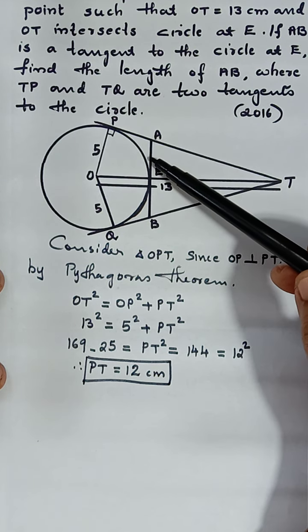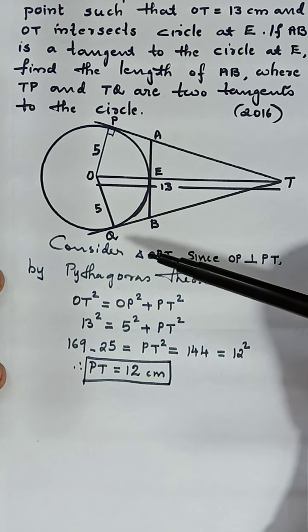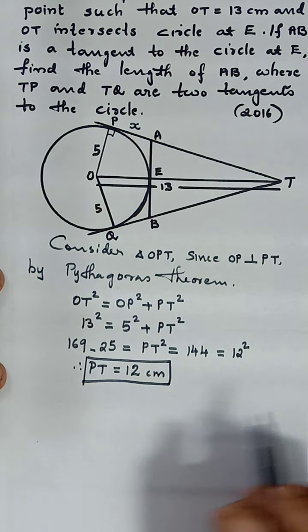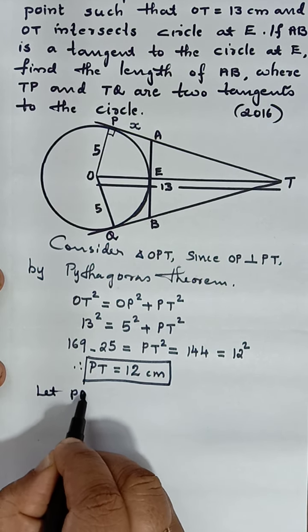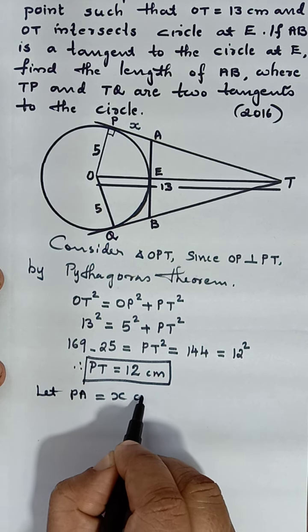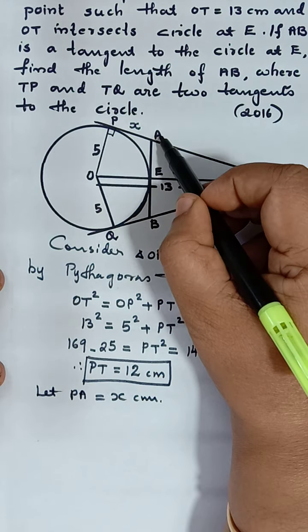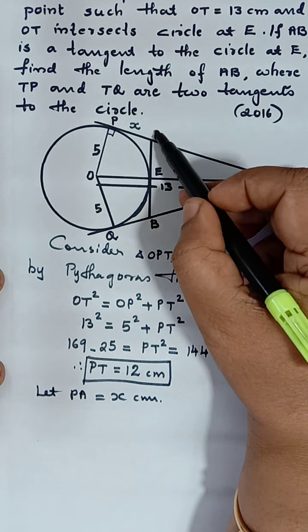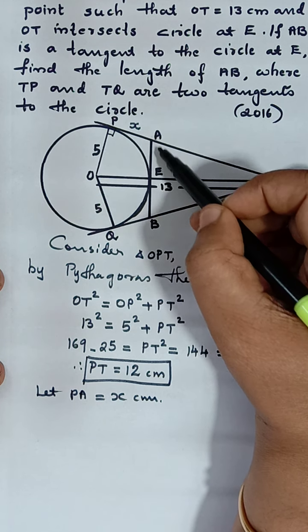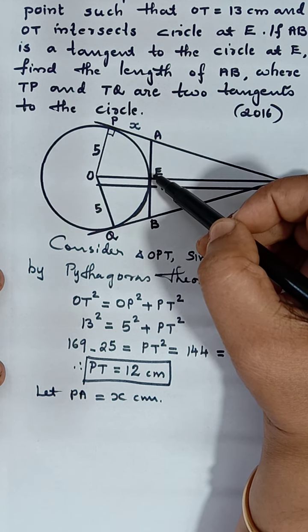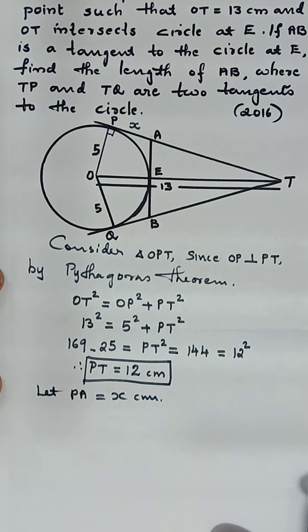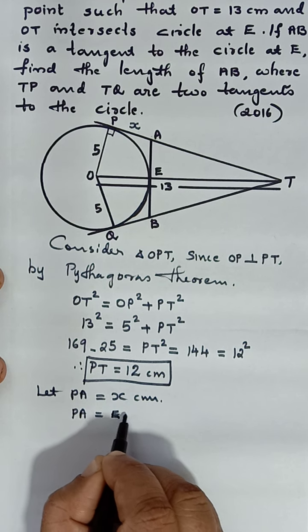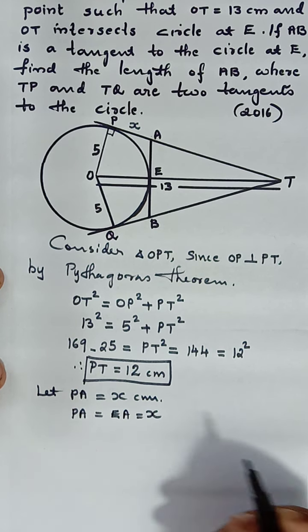Here AB has two parts, AE and EB. Let us consider PA as X units. Let PA equal to X centimeter. Is PA equal to EA? PA is equal to EA because A is a point outside the circle. AP equal to AE. Lengths of the tangents from an external point to the circle are equal. So here we can write PA is equal to EA, that is equal to X.